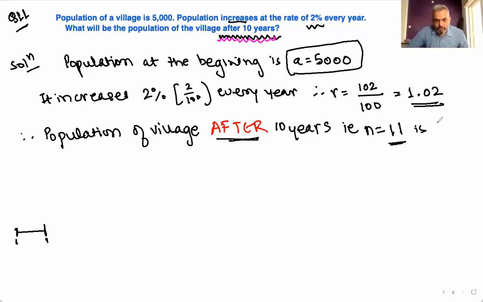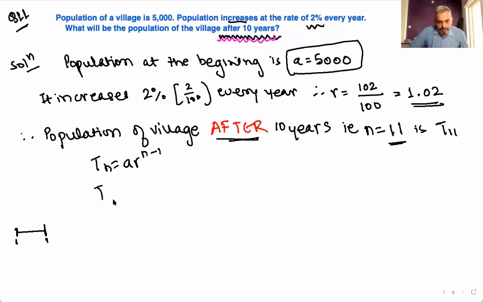That is, you have population will be how much? It will be T11. 11th ईयर यानी 10th ईयर के अंत में. अगर बोला होता पहले ईयर के एंड में आफ्टर 1 ईयर तो वी वुड हैव टेकन n is equal to 2. That is why after 10 years, so n is equal to 11. So Tn is a into r raised to n minus 1.